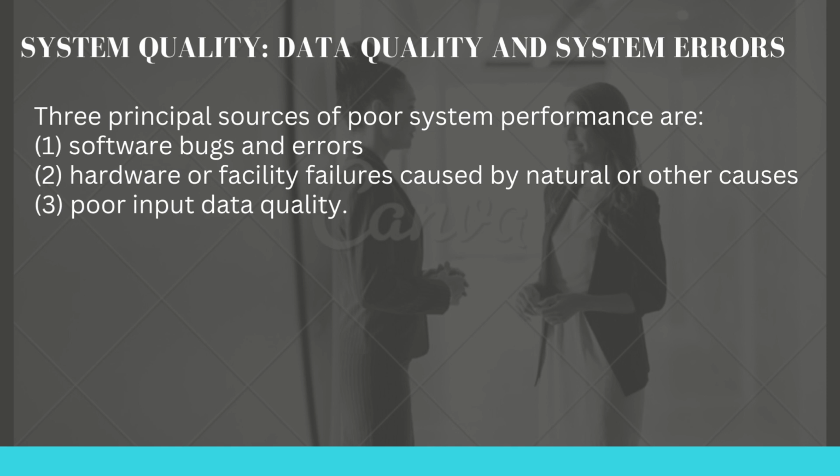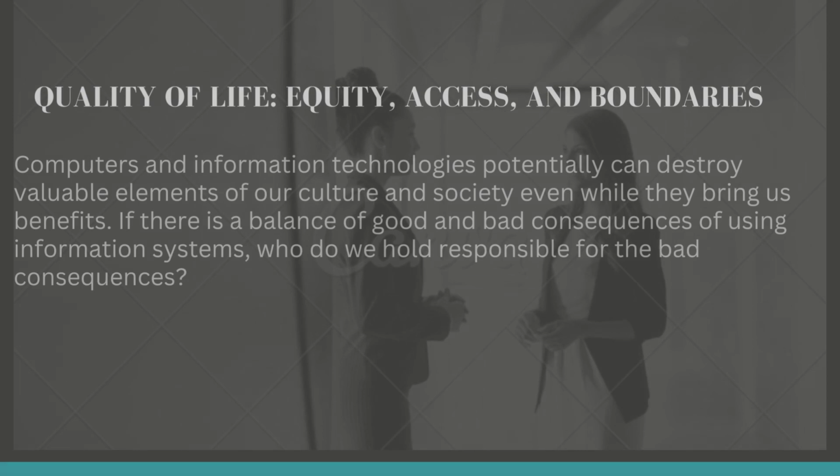So, ayan po, we have here the three principal sources of poor system performance. First, software bugs and errors. Second, the hardware facility failures caused by natural or other causes. Third, the poor input data quality. Hence, there is a technological barrier to perfect software, and users must be aware of the potential for catastrophic failure. The software industry has not yet arrived at testing standards for producing software of acceptable but imperfect performance. Although software bugs and facility catastrophes are likely to be widely reported in the press, by far the most common source of business system failure is the data quality.